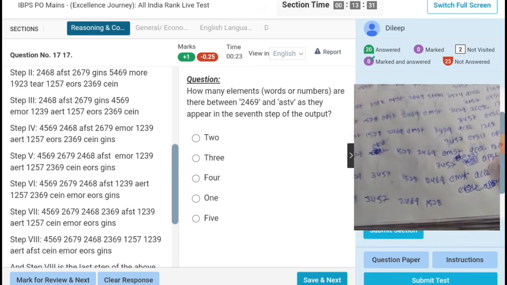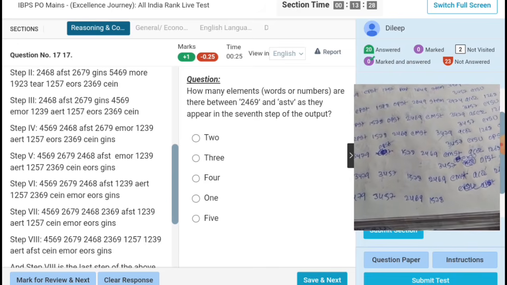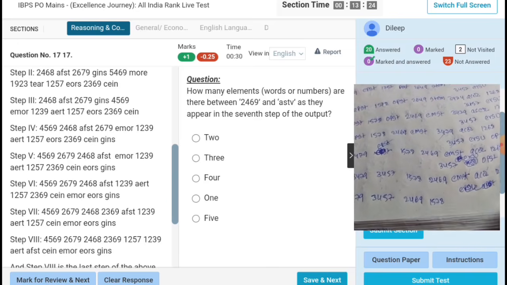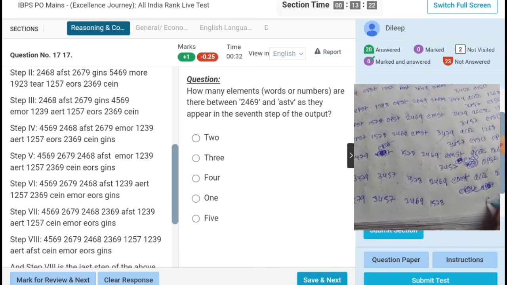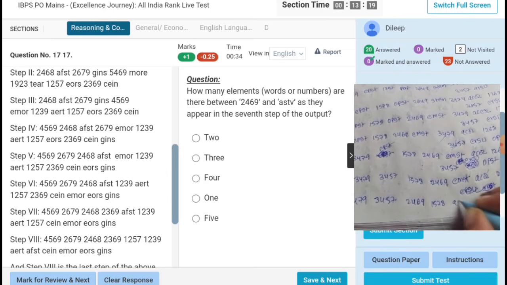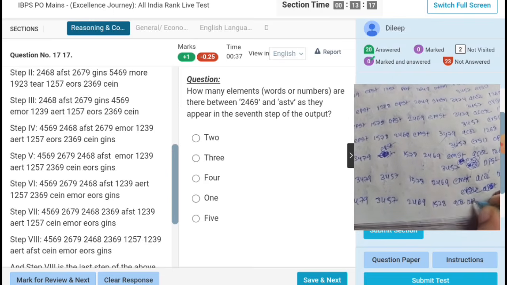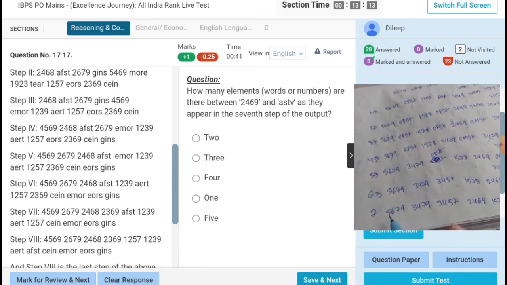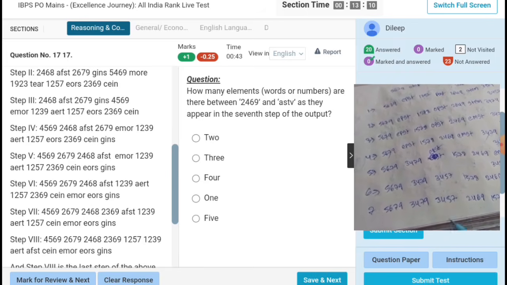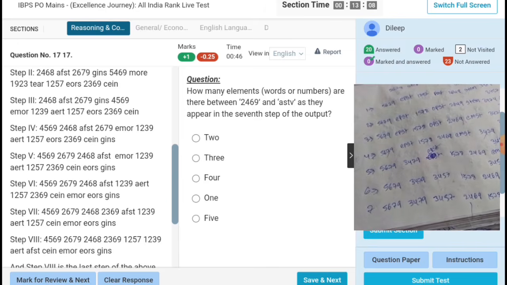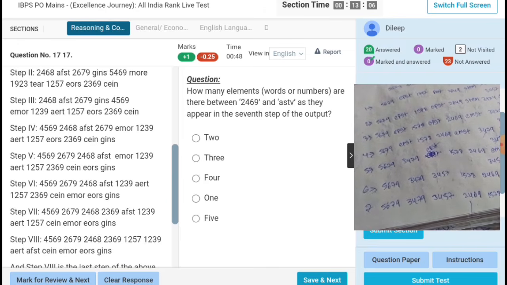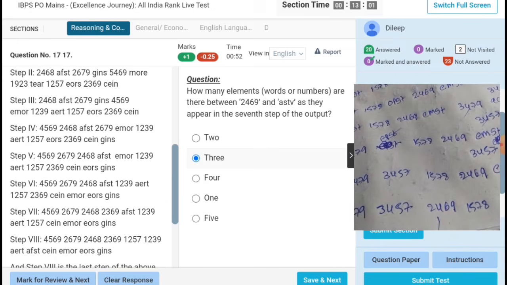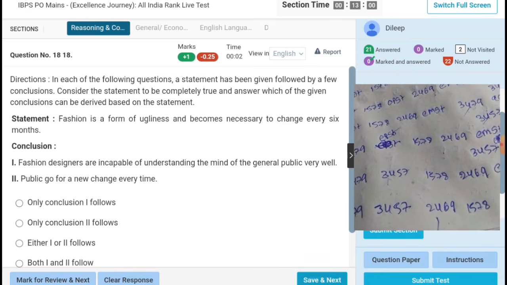5679, 3479, 3457, 2469, 5578, OPST, ERSU, EPST, EMST, ASR, 1268, ASTV. How many words or numbers? Next one.